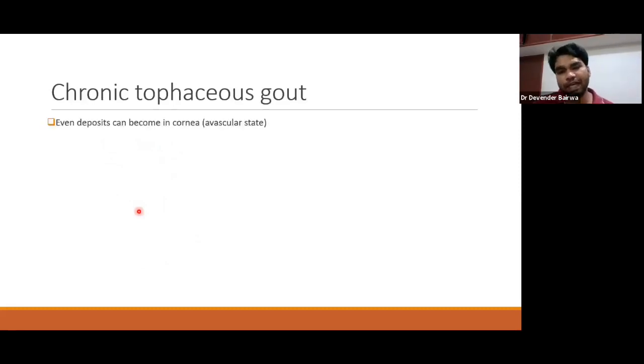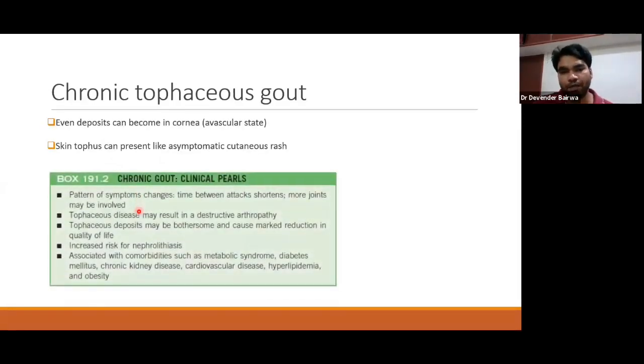Then what can happen with time, as there is more damage to the joint with recurrent attacks? There can be development of chronic gout, chronic tophaceous gout. The pattern of symptoms can change. Earlier there was a nice gap between attacks, but with time the interval between attacks can shorten. More joints can be involved with time. There can be tophaceous disease with the accumulation of tophi in the joint or in soft tissues, and there can be destructive arthropathy. There can be reduced range of motion, or a reduction in quality of life.